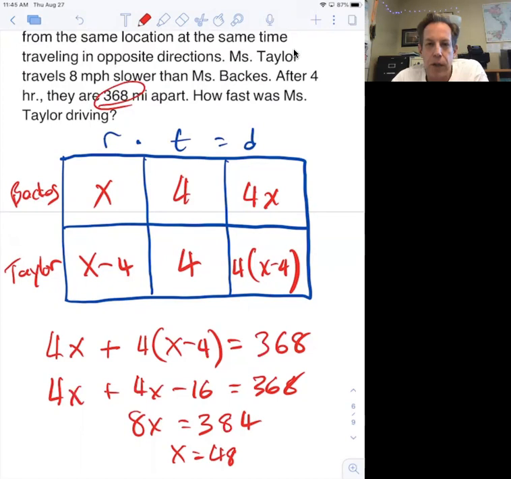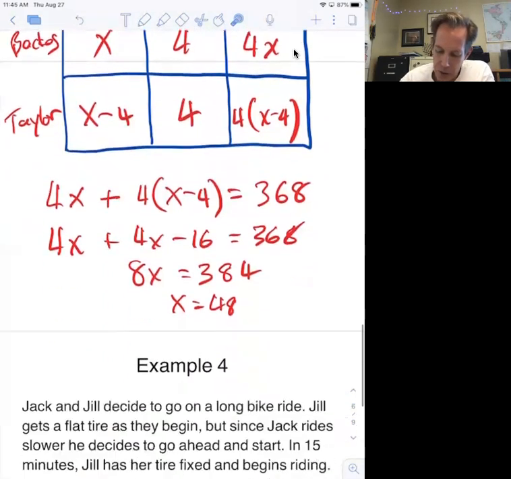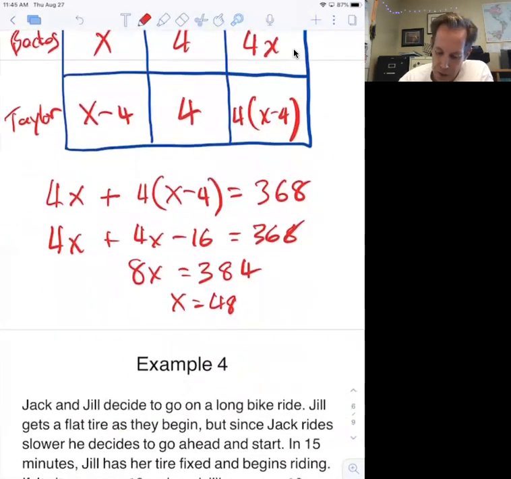And the question was, how fast was Miss Taylor driving? Well, we set her up as x minus 4. So we just found that Backus is driving 48 miles per hour, which means that to answer the question, Miss Taylor is driving 44 miles per hour.